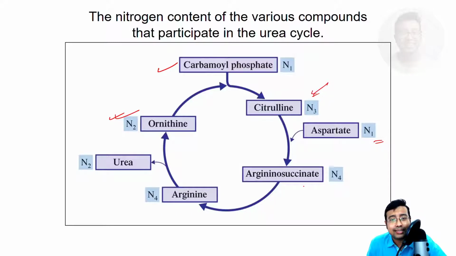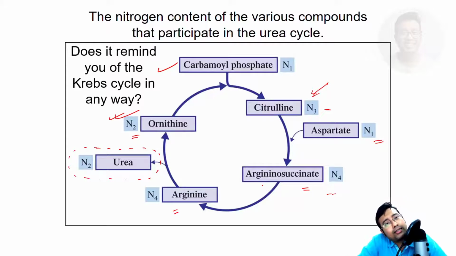So argininosuccinate has 4 nitrogens. Arginine has got 4 nitrogens. Okay, and when it is converted to ornithine, which is a 2 nitrogen compound, 2 nitrogens are lost in the form of urea. So if you are maintaining the nitrogen count, here is your total count. N2 combines with N1 to form N3, aspartate comes in and it forms N4, N4 is again converted to N2, and urea is lost. Okay.